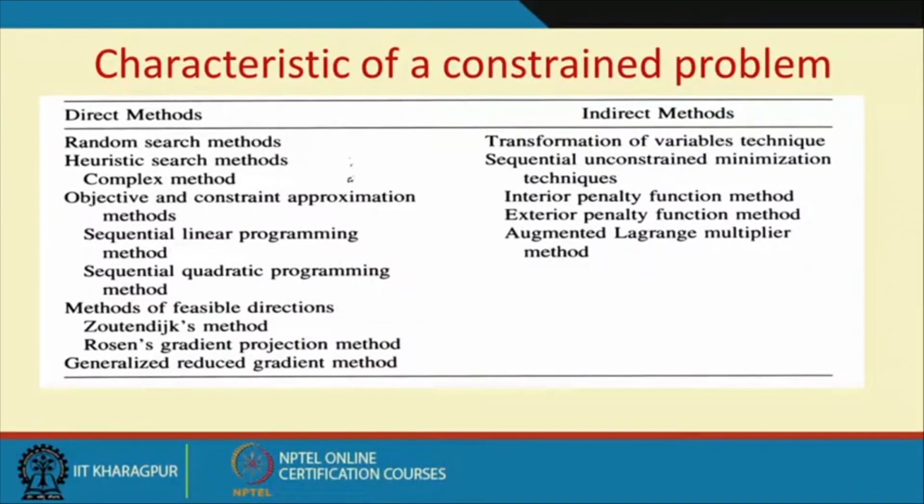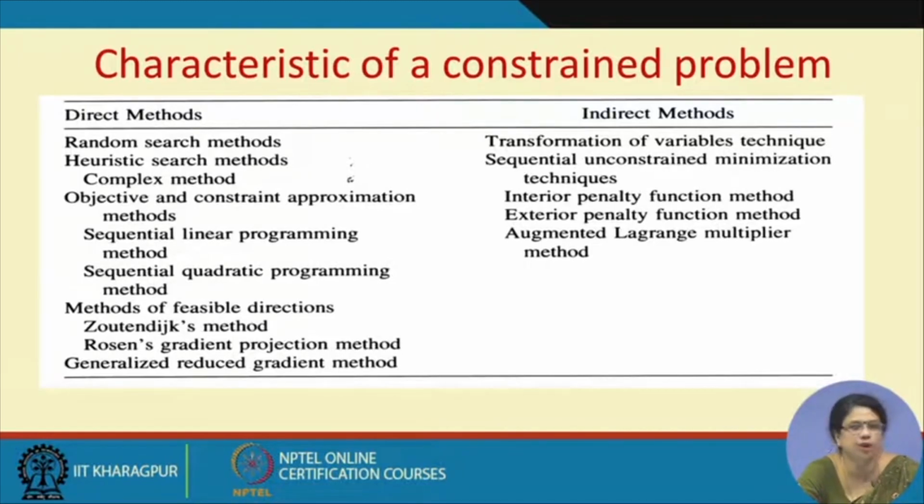Now, there are different methodologies to solve the constrained nonlinear programming problem. Which one is better and which one is the best, you will understand after a few classes. If I just start with the methods, one is the direct set of methods, another is the indirect set of methods. In the direct methods, we have the random search method, heuristic search method, sequential linear programming, sequential quadratic programming, Zoutendijk's feasible direction method, the gradient search technique, and the gradient projection method. These are all the direct methods.